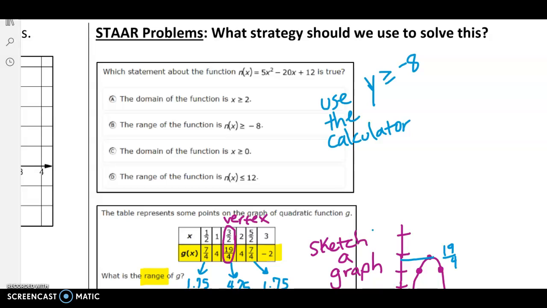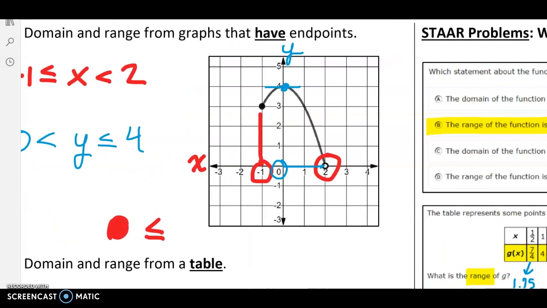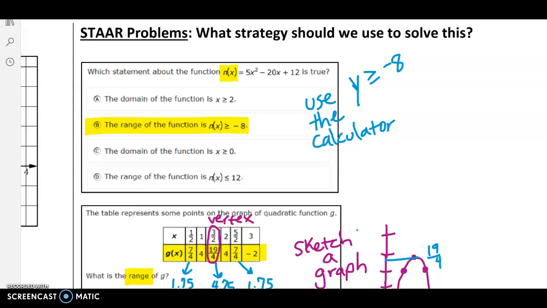Now in this particular one, they don't use y, they use n of x. So keep that in mind, okay? So I'm looking for n of x is greater than or equal to -8, which would be this one, okay? And all it took was graphing it to see that -8. The domain is always all real numbers, unless for some reason like this one, you have endpoints, okay? Other than that example, you will always have a domain of all real numbers.